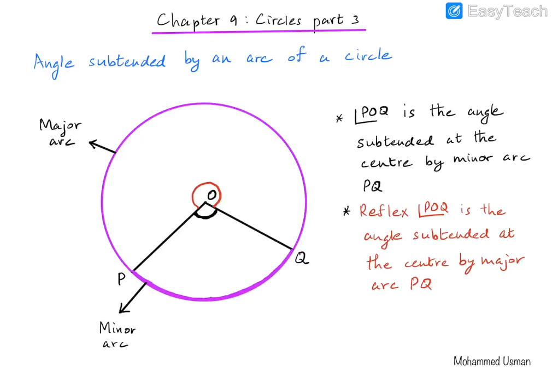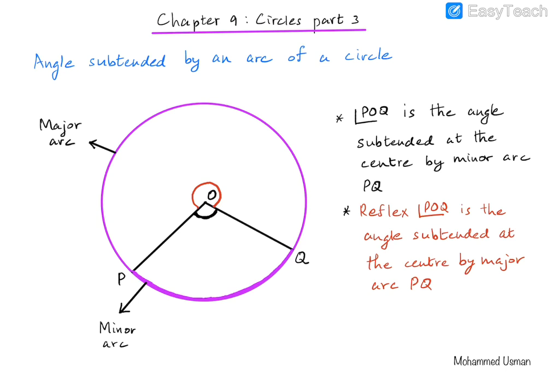Let us now discuss the next topic in the chapter of circles, and we are going to discuss today in this video the angle subtended by an arc of a circle. So if you look at this diagram here, we have a circle and we have a certain angle subtended at the center by an arc of the circle. So we have an arc PQ of the circle subtending a certain angle POQ at the center of the circle.